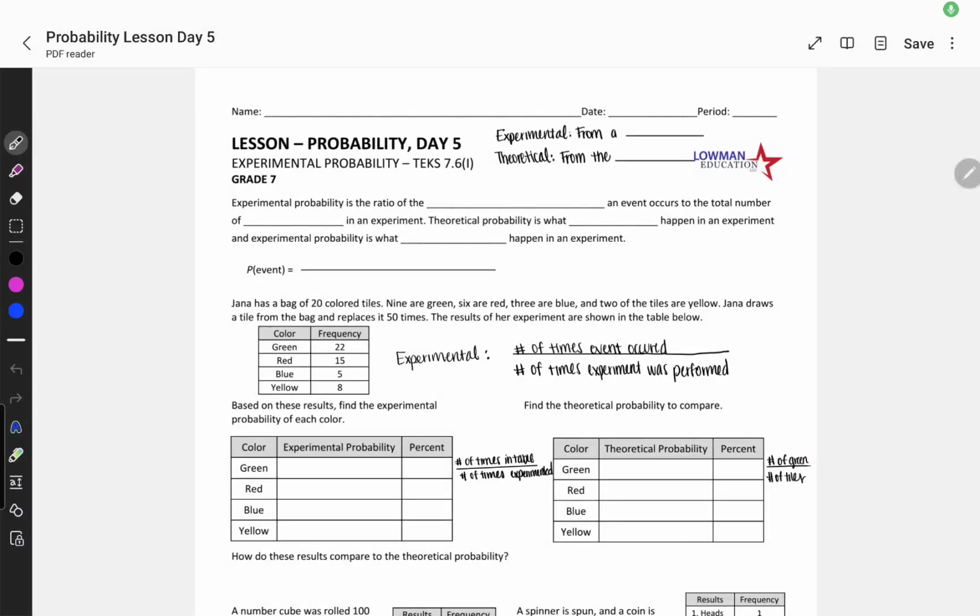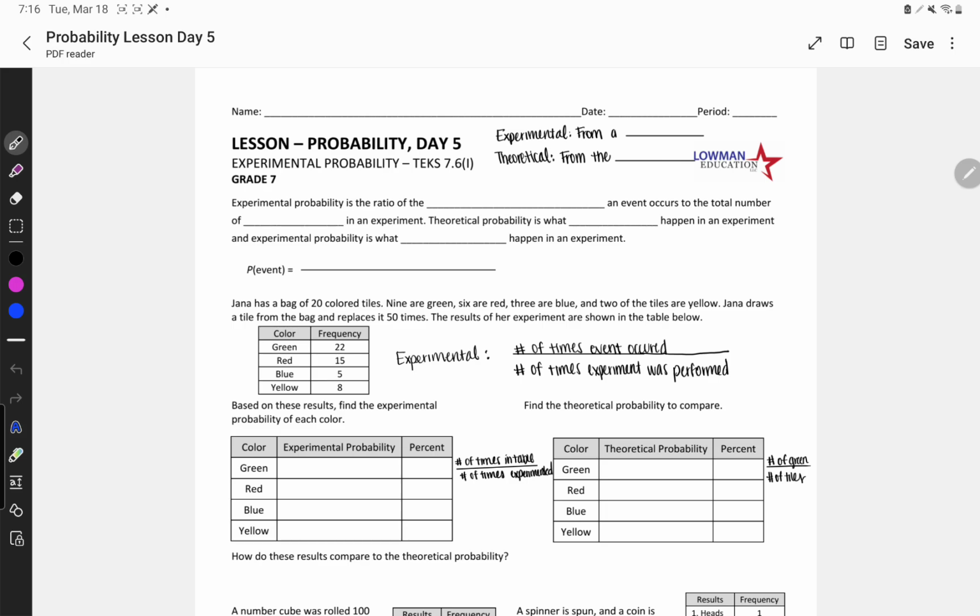We are talking about experimental probability, and I'm going to explain to you the difference between experimental and theoretical probability. So theoretical probability is what we've been talking about. There's a 50-50 chance that when you flip a coin, you get heads or tails.